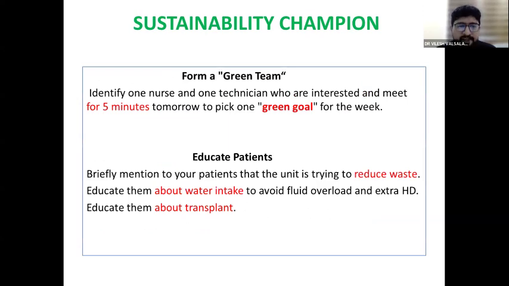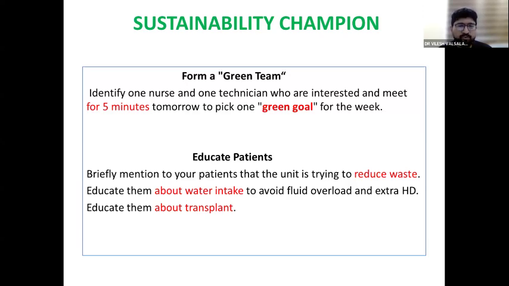This is another very important thing for all the dialysis heads or dialysis chiefs who are listening, or even the dialysis technicians: tomorrow, go to your units and identify a sustainability or green champion. A green champion is given one task from the list of tasks we mentioned before. For example, checking whether the waste is disposed of in the correct bins.